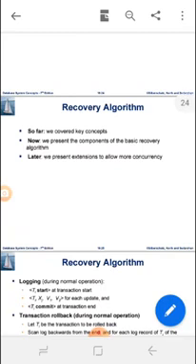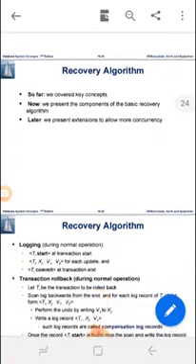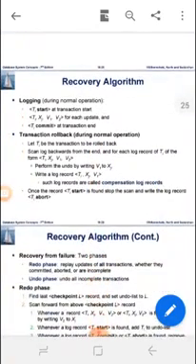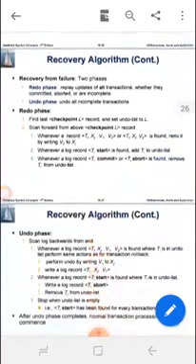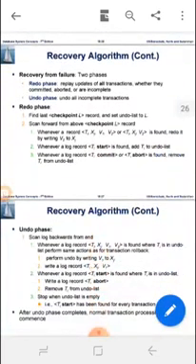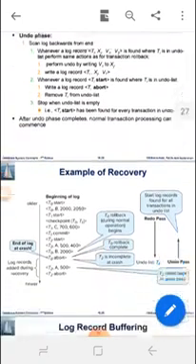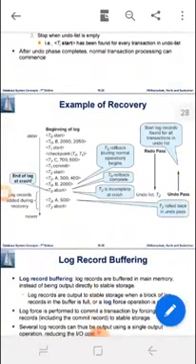It means we covered key concepts. Then basic recovery, then more concurrency, to allow more concurrency. Recovery algorithm, first one is logging. Logging means normal operation, the start operation and end operation of the transactions. Then recovery, again we can use two operations, undo and redo operations, as we saw previously. Then an example of how recovery works.